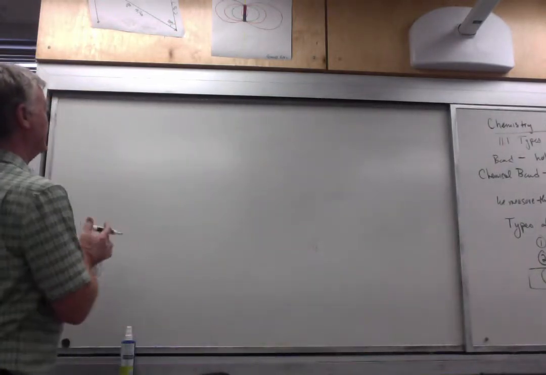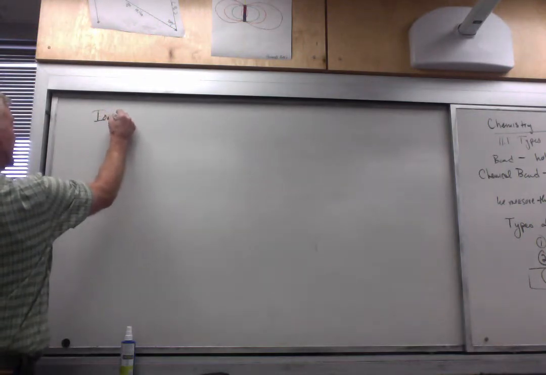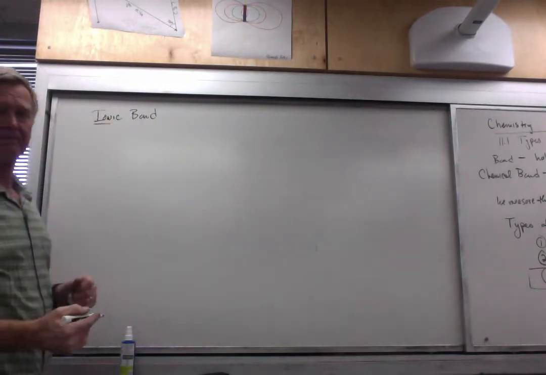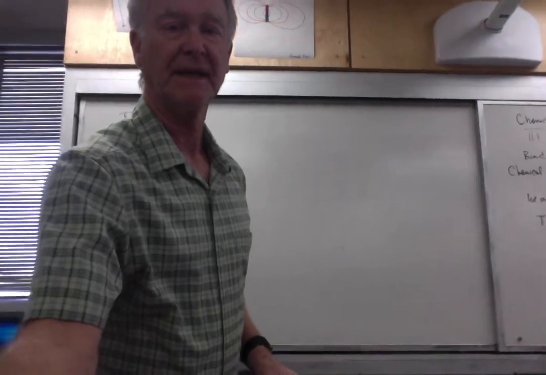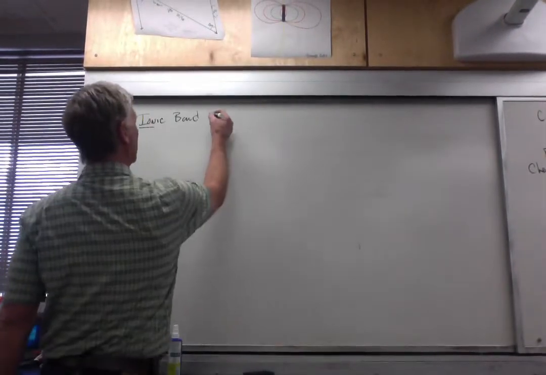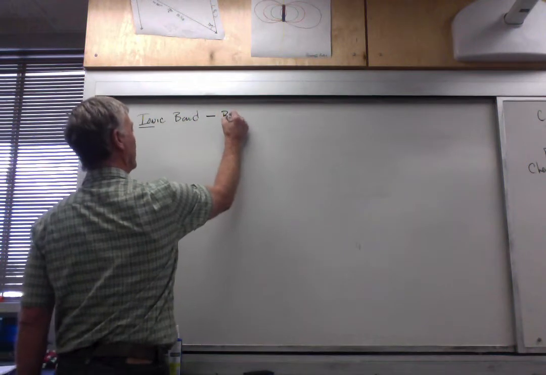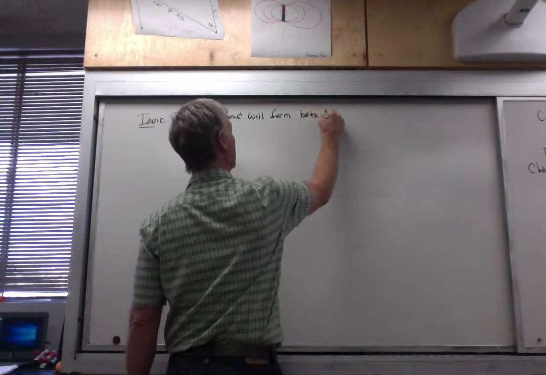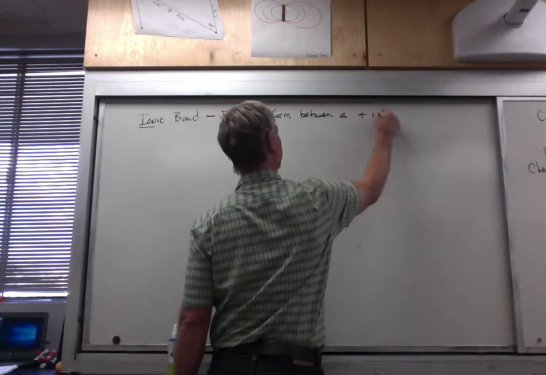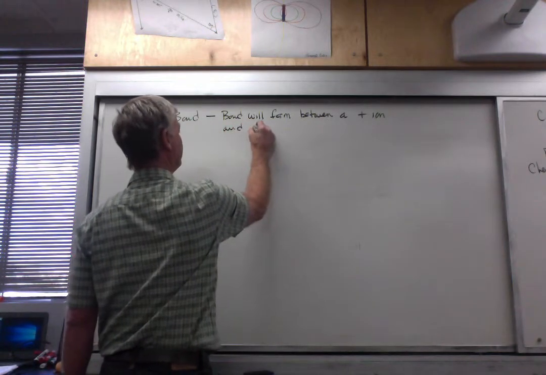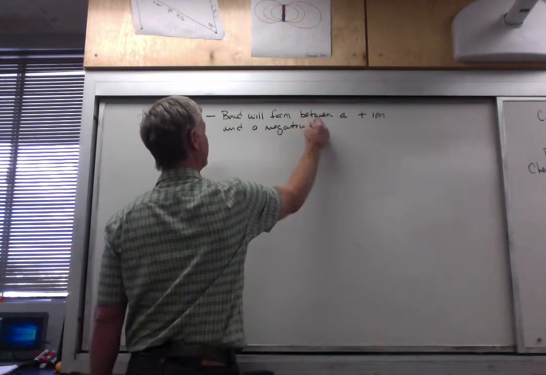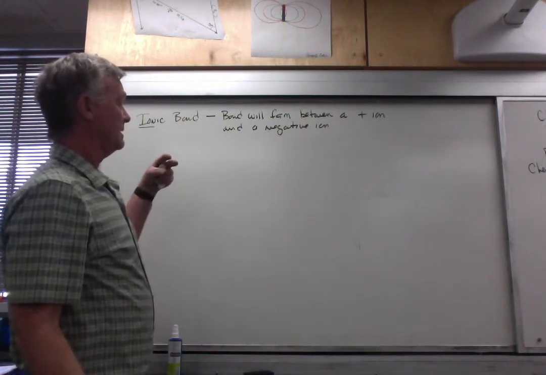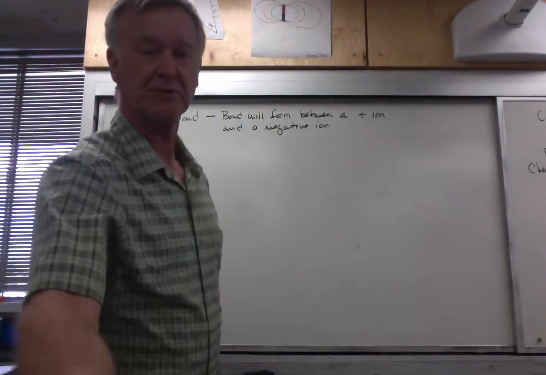The ionic bond, we've actually dealt with that in the past, but you may not have known it. In the ionic bond, you can see the word ion. What is going to happen is the bond will form between a positive ion and a negative ion, and therefore we call it an ionic bond. It forms between the two ions.